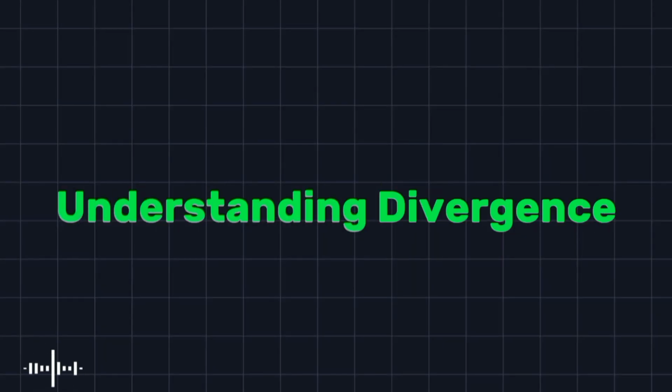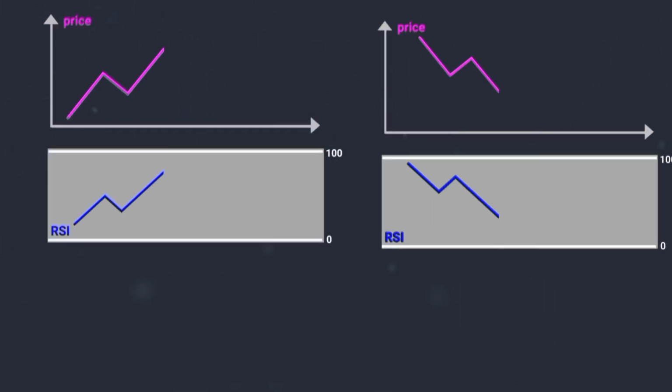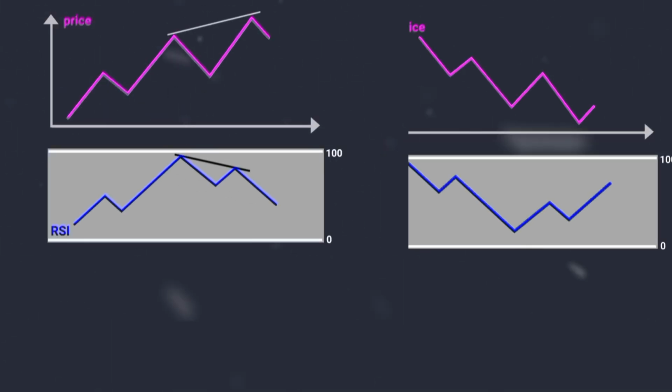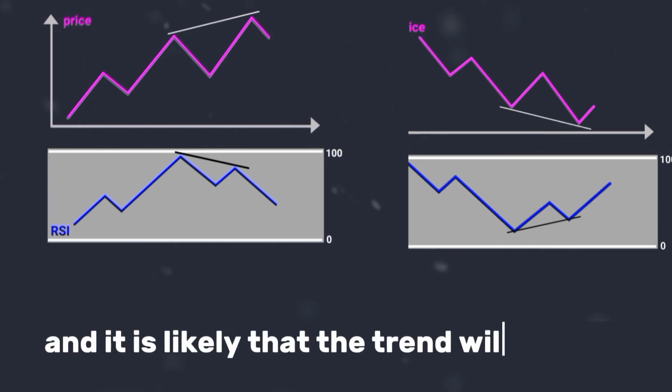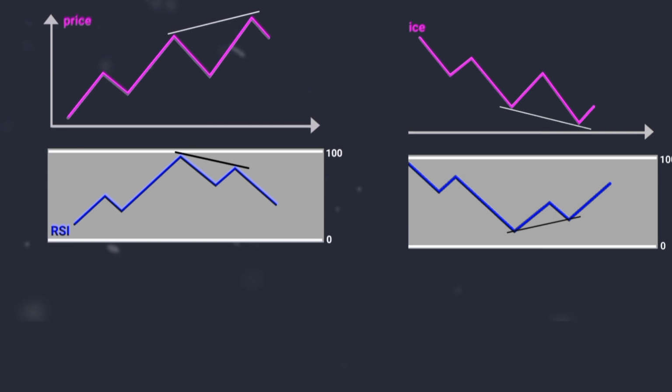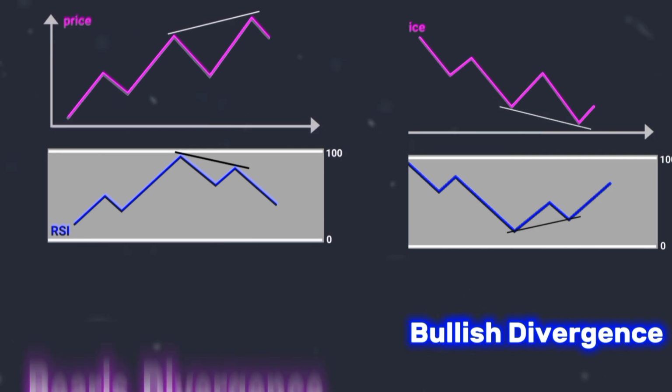Understanding divergence. Divergence occurs when the price of an asset and the RSI indicator move in opposite directions. This indicates weakness in the trend, and it is likely that the trend will reverse. There are two main types of divergence that traders look for: bullish divergence and bearish divergence.